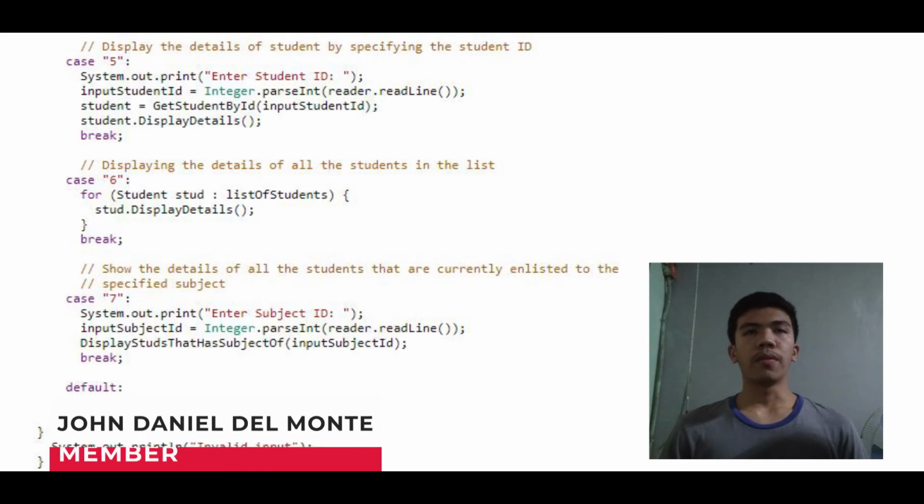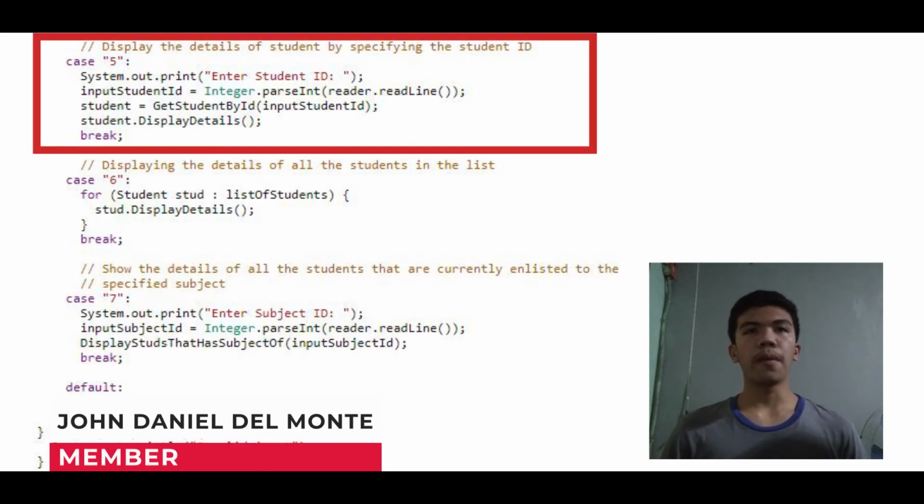Case 5. When the user enters 5 as an input, the program will prompt the user for a valid student ID. Then the program will display the data of the student who has the student ID supplied by the user.